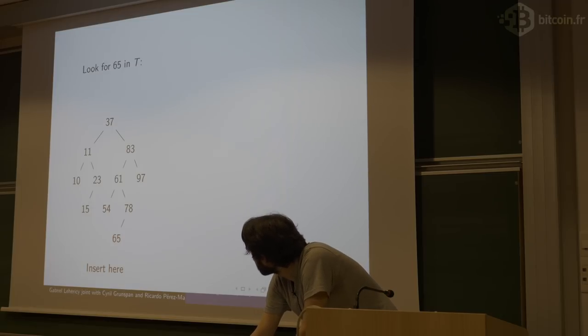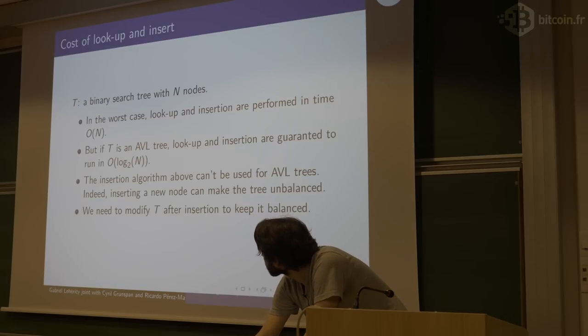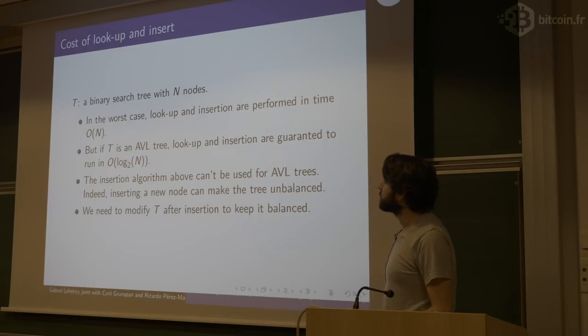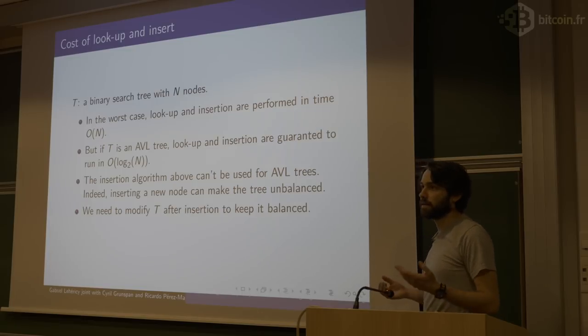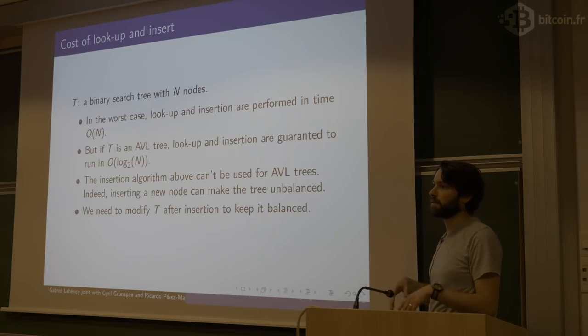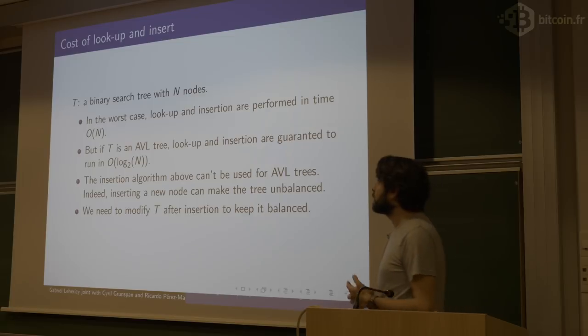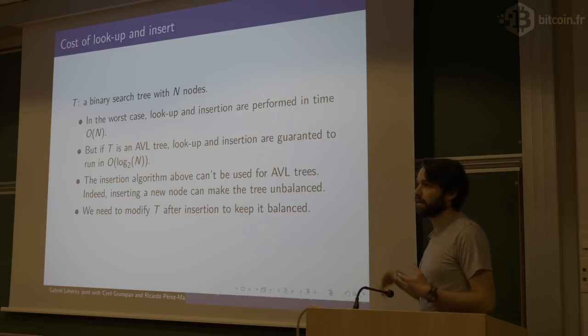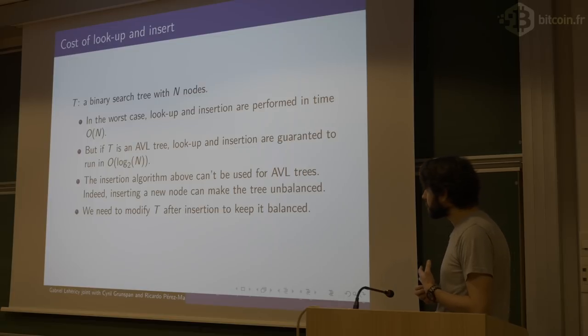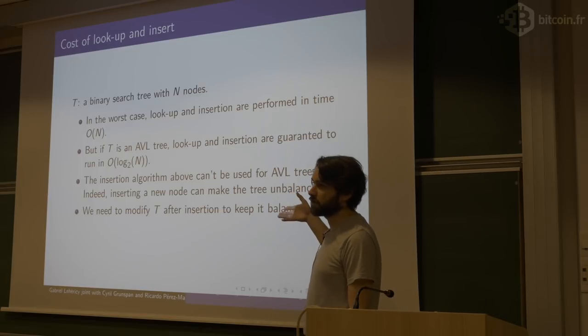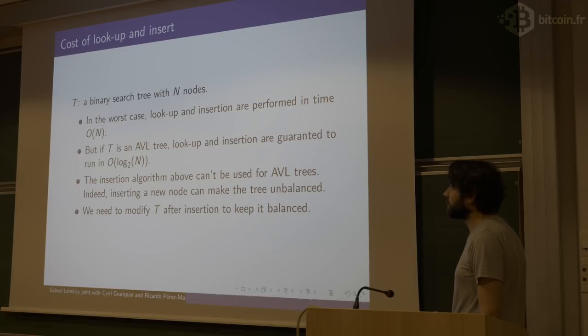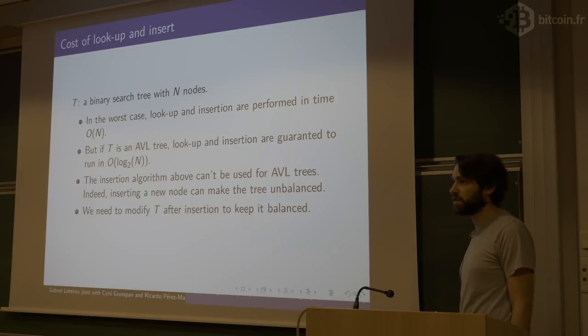The problem here is that you end up with an unbalanced tree. So what is the cost of this algorithm? If you have a binary search tree, then in the worst case it could take O(n), because if you have a degenerate tree with just one branch, it gives you a linear structure. But if you have an AVL tree, then it's guaranteed to run in O(log n). But we need to modify the insertion if we want to keep the AVL trees. So if you want to keep the tree balanced, you need to modify the insertion a little.